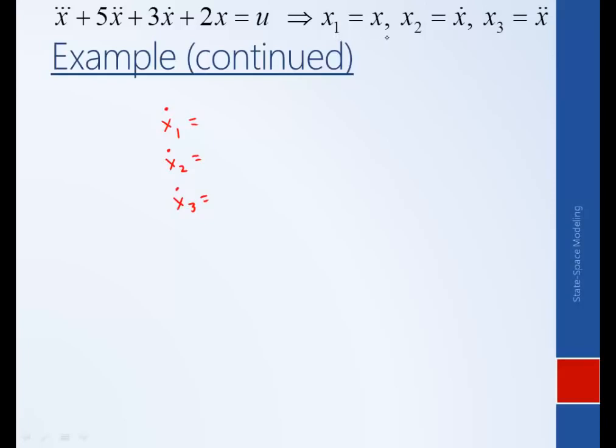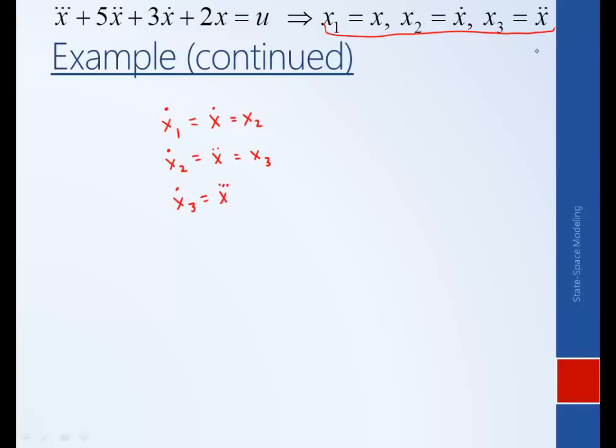Examining this, x1 is equal to x. Therefore, its first derivative is x dot. In terms of the state variables that we've defined, x dot also happens to be equal to x2. Okay, so there's our first differential equation. Similarly, x2 dot, since x2 is equal to x dot, x2 dot will simply be x double dot, which happens to be equal to x3.